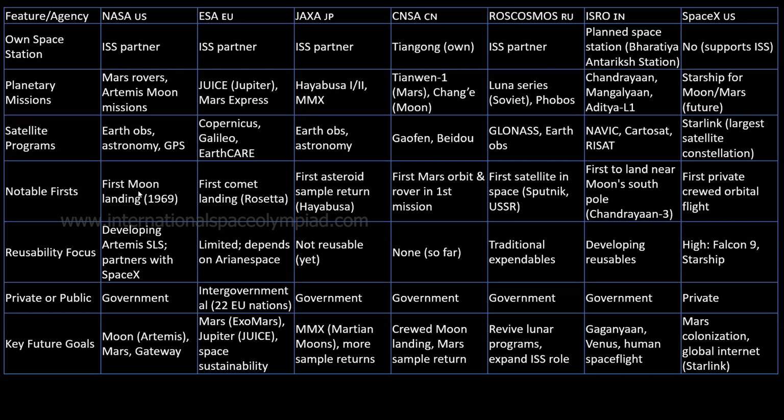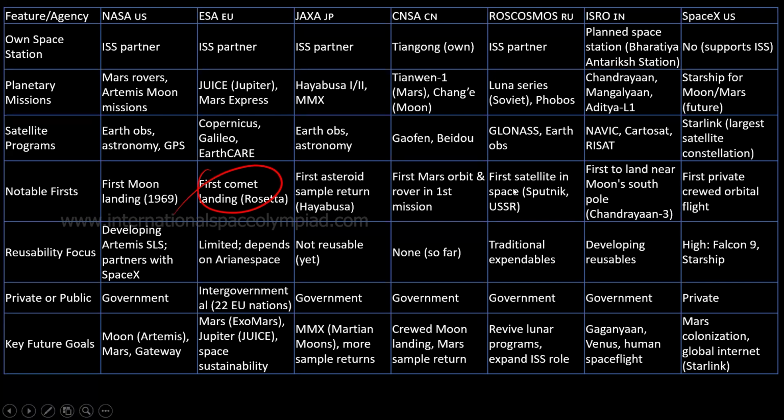Then notable firsts: first comet landing by ESA, that is the Rosetta mission. Then first asteroid sample return, that is Hayabusa. This is an important mission. Then first Mars orbit and rover in the first mission, CNSA. So this is the first Mars orbit and rover in their first attempt. That is the meaning. It doesn't mean that China did the first Mars orbiter. They attempted it and succeeded in the first attempt itself.